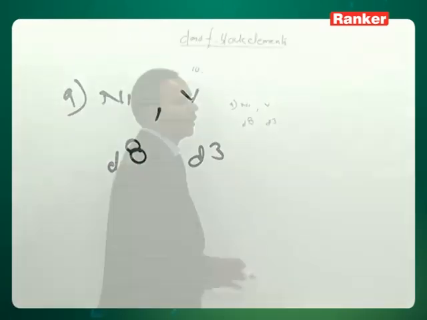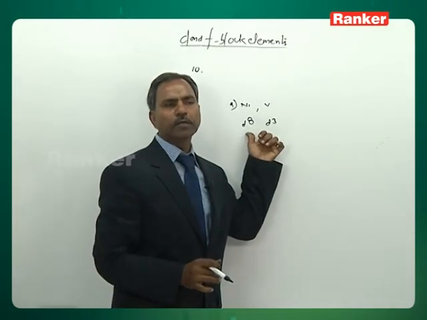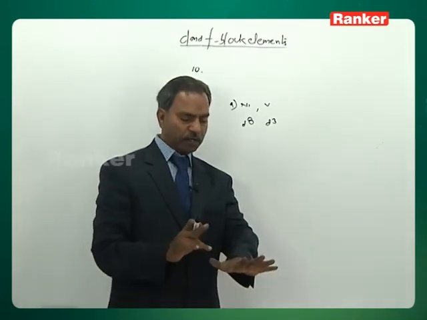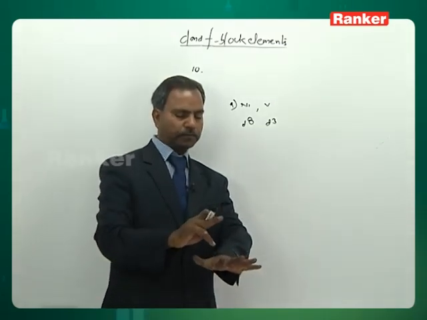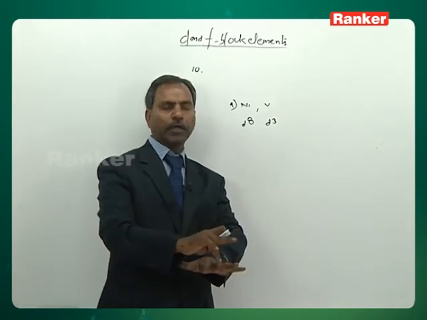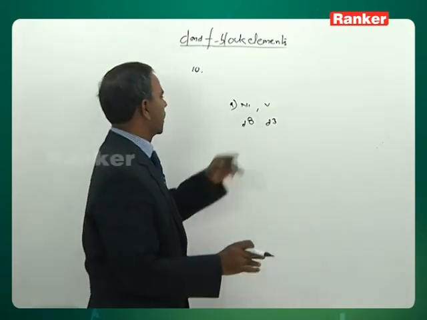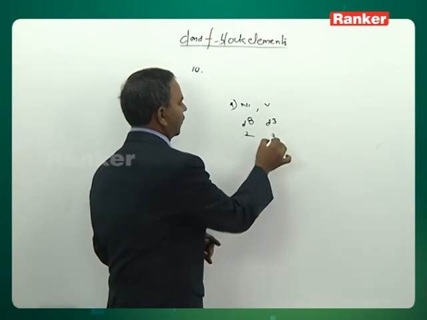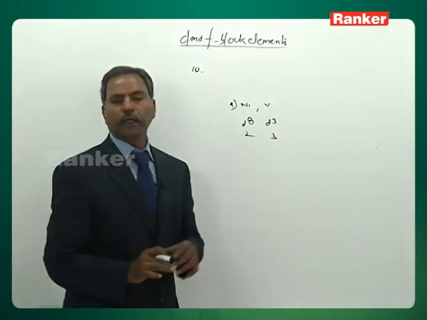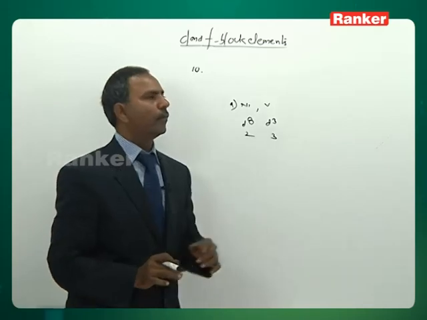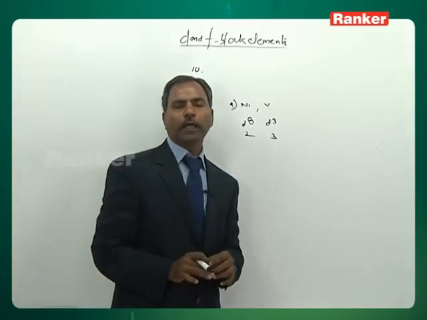Vanadium is d3. d8 means what? 2 unpaired electrons, and d3 has 3 unpaired electrons. The 6th is paired, 7th is paired, 8th is paired, so 2 unpaired electrons. So nickel is carrying 2 and vanadium is carrying 3. Unequal number of unpaired electrons, nickel and vanadium.